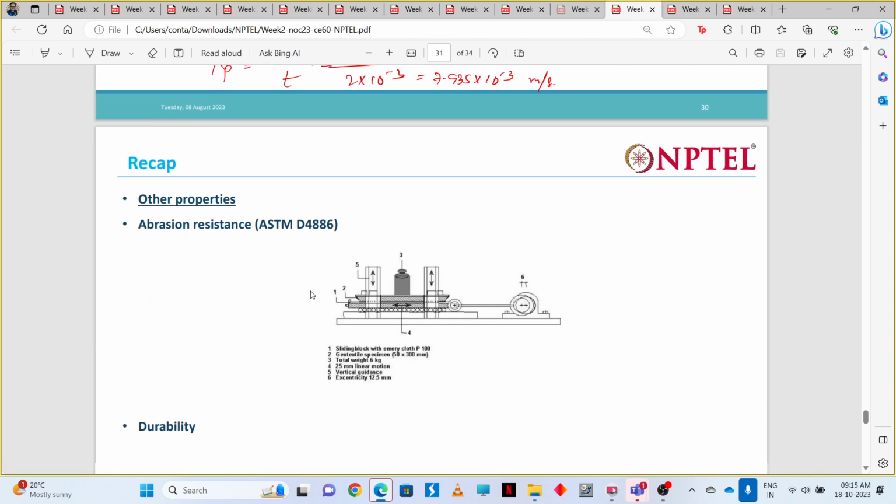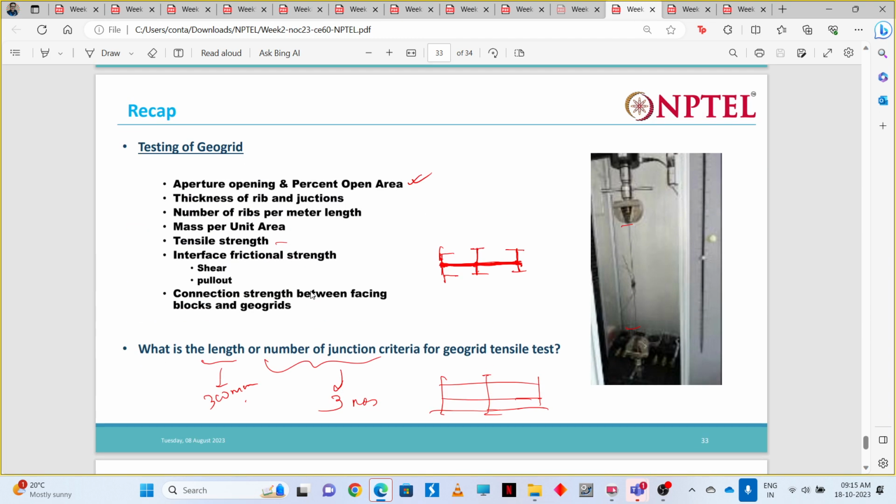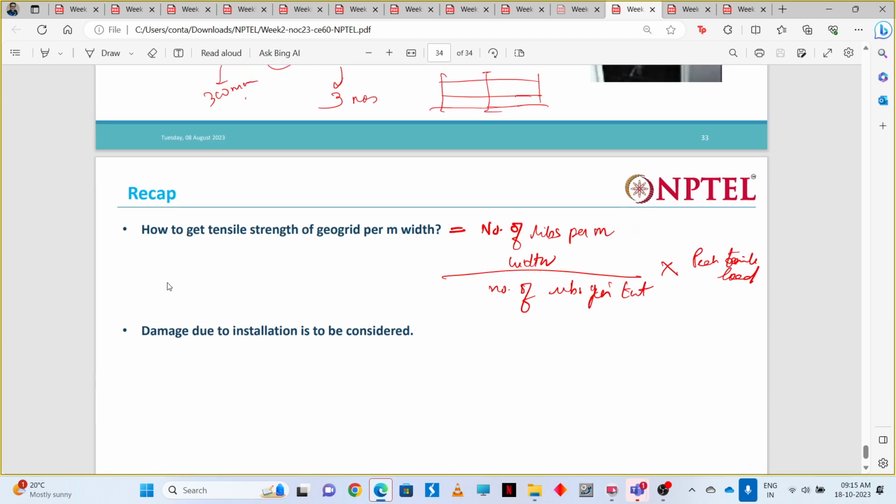Then we solved some problems. There are some more properties. Then we discussed geogrid testing, also quite similar to geotextile testing. In this video we saw how to do it. We can do the test for one rib, or for multiple ribs together, and find out the value for a single rib. Like this we can do some tests. So all these things we discussed.